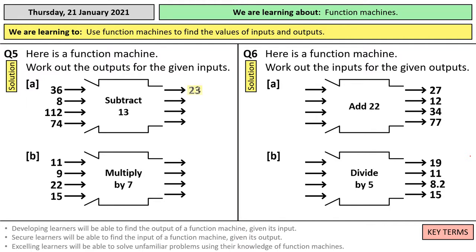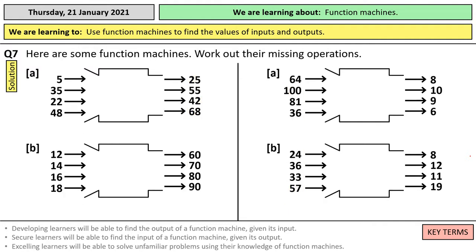Okay, so question 5a, we got an answer of 23, minus 5, 99, 61. 5b, 77, 63, 154, and 105. Question 6a, we're doing the opposite. So we're having to take away 22 from our values, giving us an answer of 5, minus 10, 12, and 55. And 6b, again, we're doing the opposite of divide by 5, which is multiply. So we get an answer of 95, 55, 41, and 75.